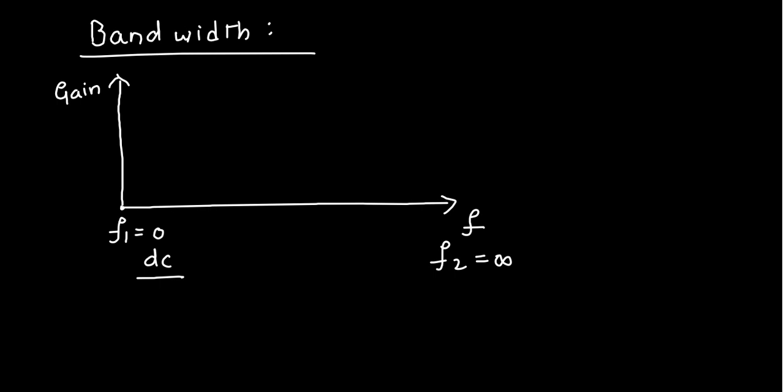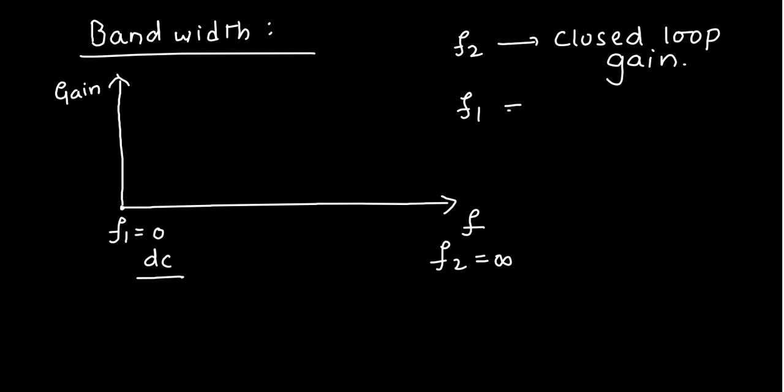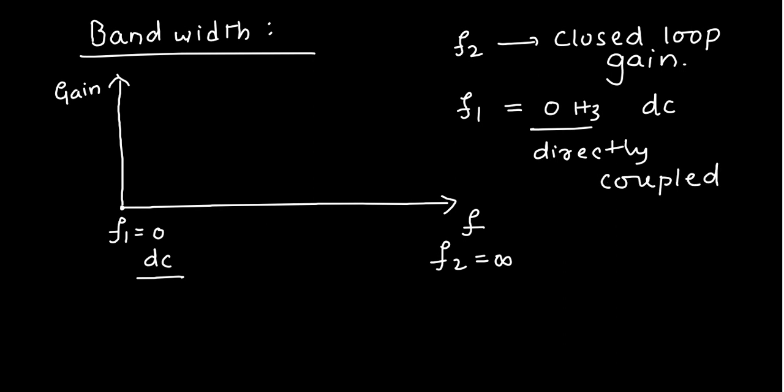Now, the upper cutoff frequency is generally decided by the closed loop gain, that is, f2 is basically a function of closed loop gain. This is a very important point to be noted. As far as f1 is concerned, it can be 0 hertz in the DC amplifiers or the directly coupled amplifiers. We have already seen the difference between directly coupled amplifiers and why you require different stages in between, for the purpose of impedance matching and other things.